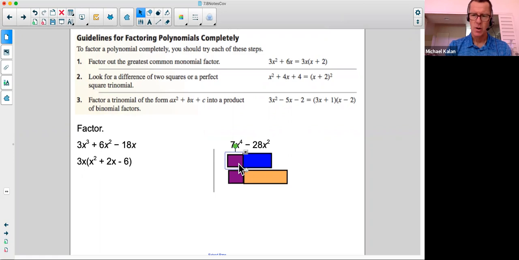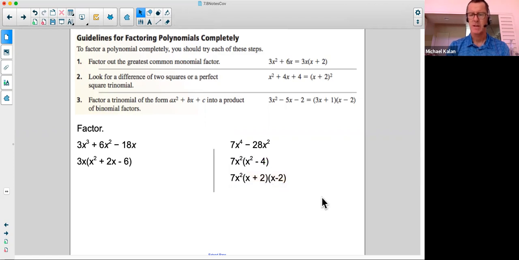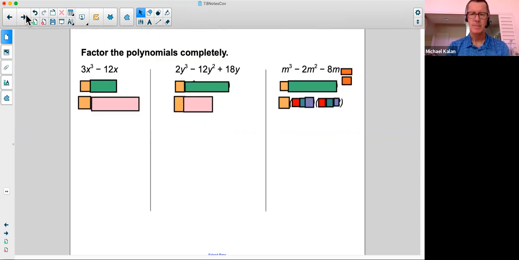Okay, so I'm back. So hopefully you saw that you could take out a 7x squared, and that left x squared minus 4. And then you looked at that x squared minus 4 and said, oh, it's a binomial, and it's the difference of two squares. It factors to conjugate binomials, x plus 2, x minus 2. And again, how can you check these? Multiply everything out. Okay, so here's 3 more. Pause the video and try these.